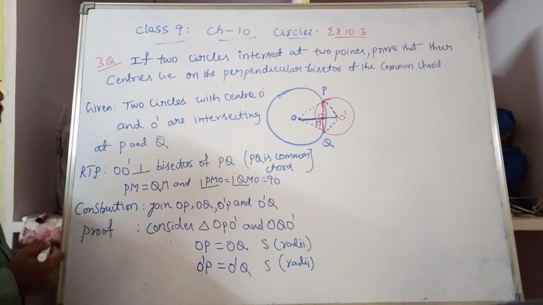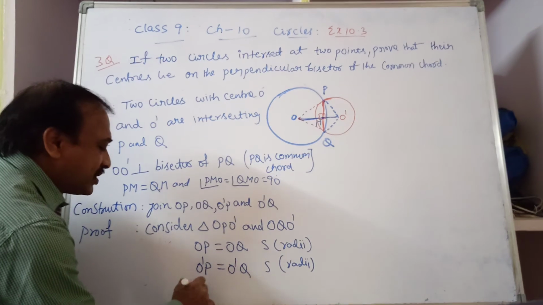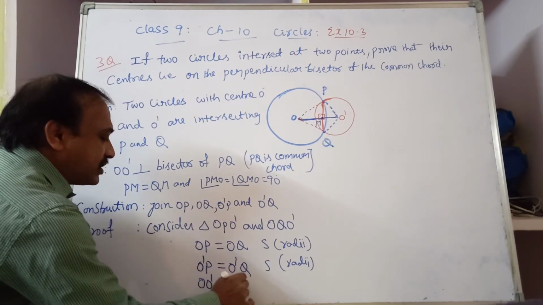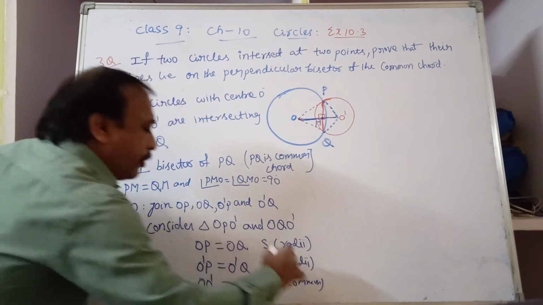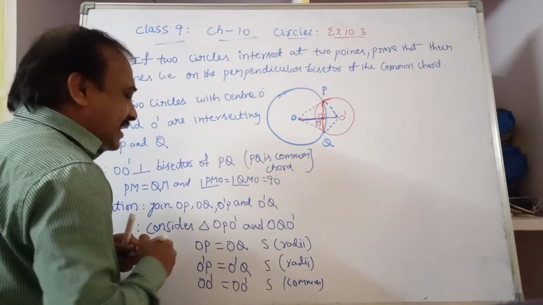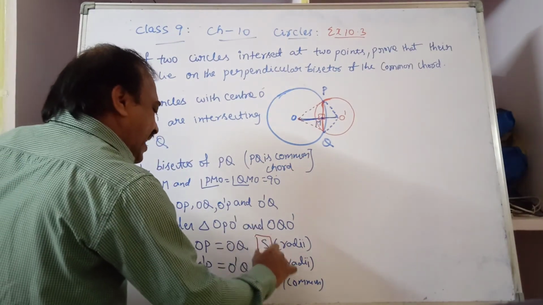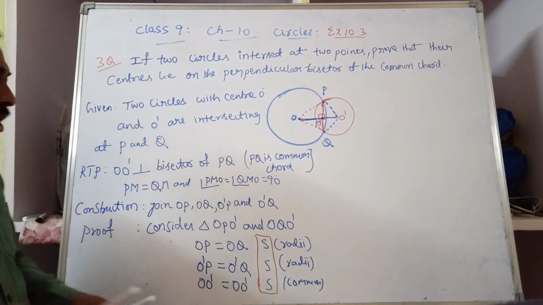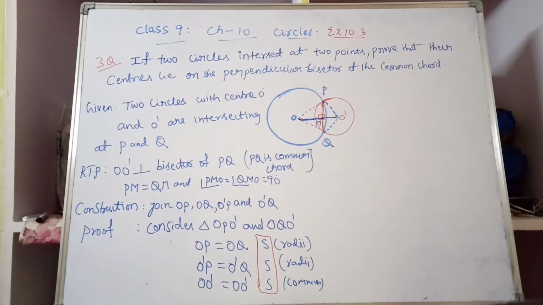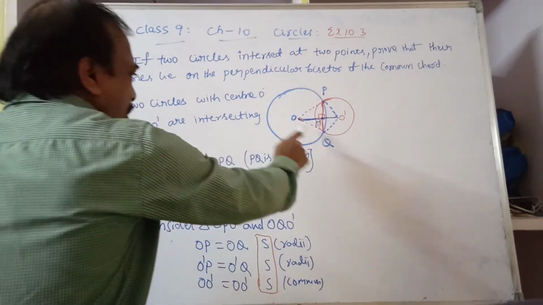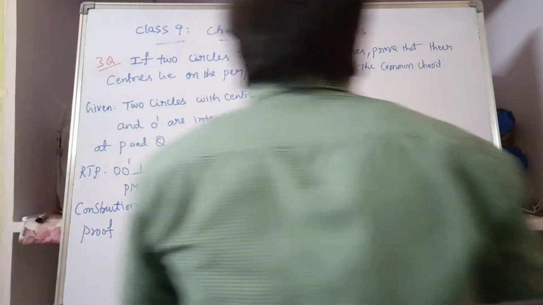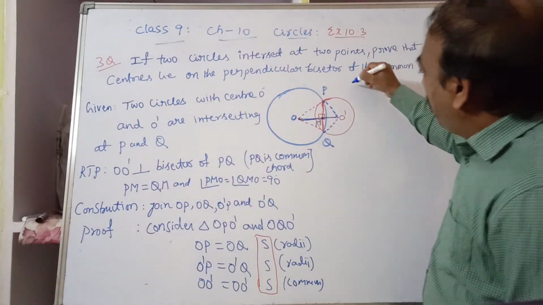Next, one more is there. Common. Yes, you are right. OO dash is equal to OO dash, which is a side, common in both. So by the SSS criteria, side-side-side, the two triangles are congruent. What are the two triangles that are congruent? Look at the board. Here the two triangles are OPO dash and OQO dash. They are congruent.